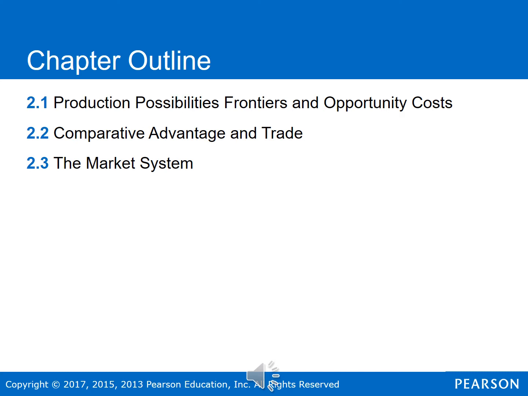We'll also explore opportunity costs because this is a way to highlight the opportunity costs of the production of one good over another. In the next section, we'll use the production possibilities frontier and the idea of opportunity cost to explore comparative advantage and when trade can take place. Finally, we'll end the chapter by looking at a section on the market system, a brief overview of that.